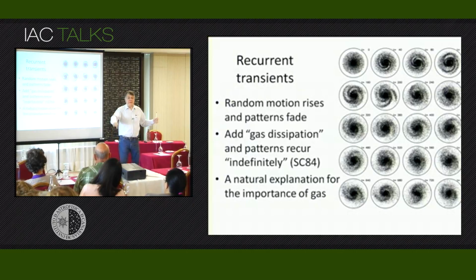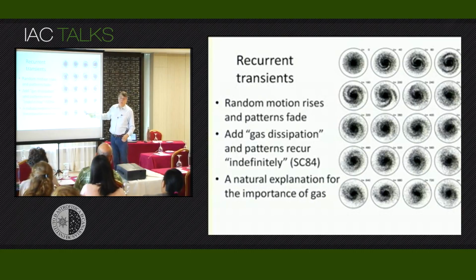Well, I tried to say that I recognize that gas is important. But for this kind of behavior, in order to get this right, the only thing you really need is dissipation. And you can put that in by hand. You don't need to do the equations of fluid dynamics. They're not necessary.